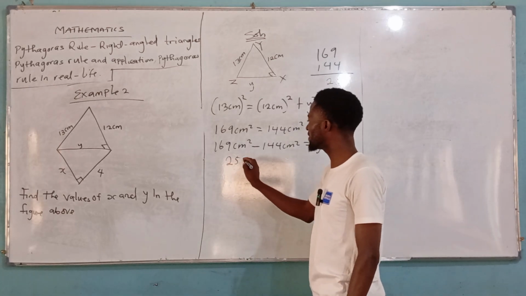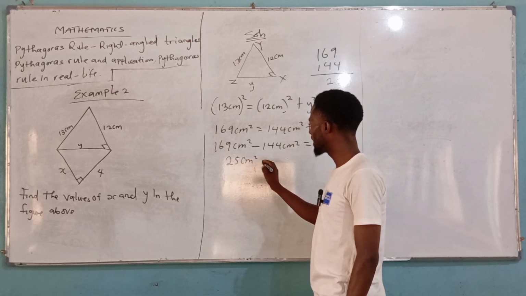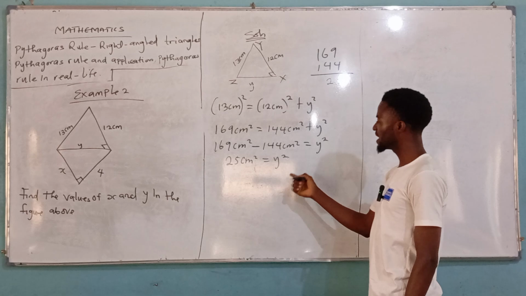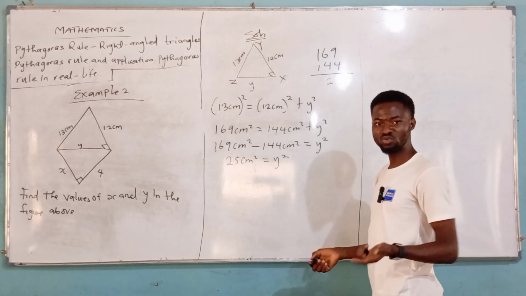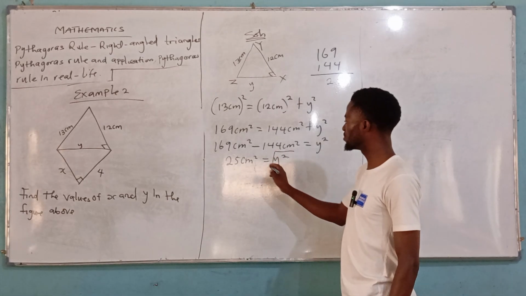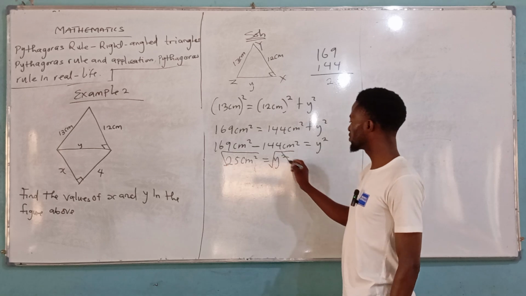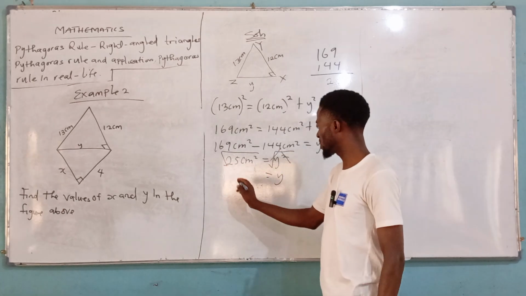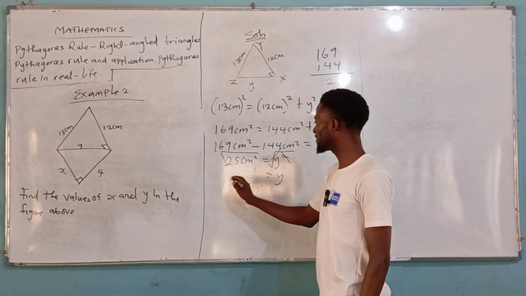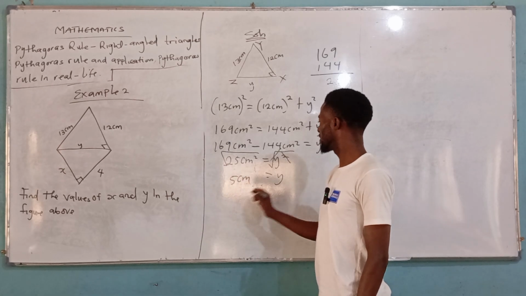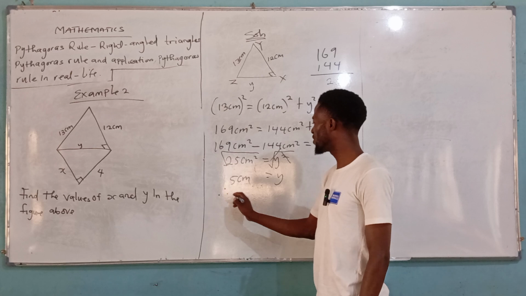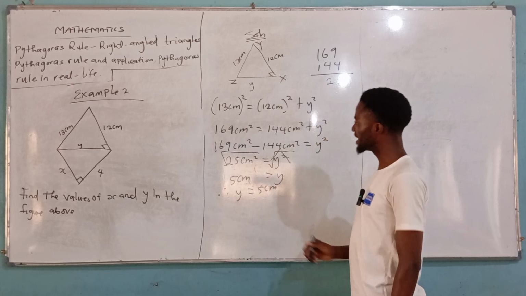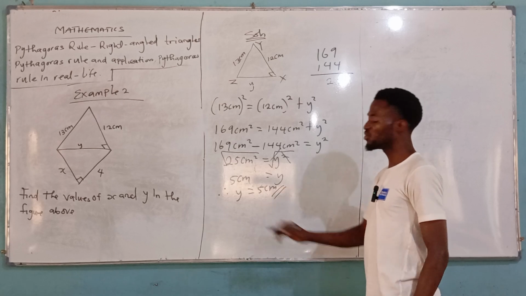25 centimeters square is equal to y square. So from here we'll be asked to find the value of y, not y square. So we'll now take the square root of both sides. This goes with this, we are left with y, which is equal to, this is a perfect square, so we'll have 5 centimeter. Therefore y is equal to 5 centimeter. And that's it for the value of y.